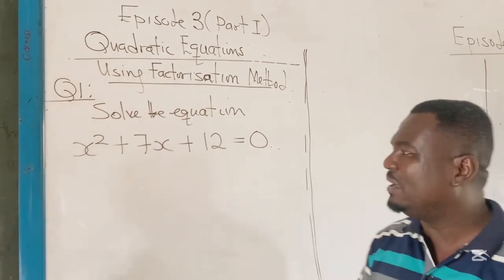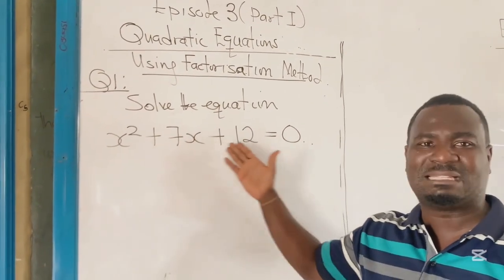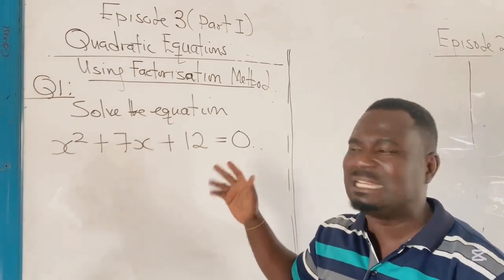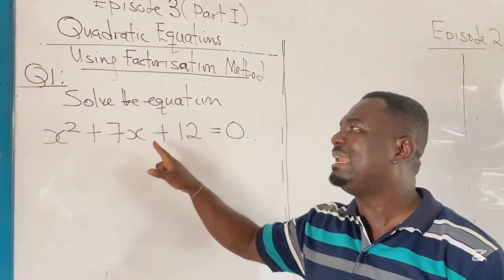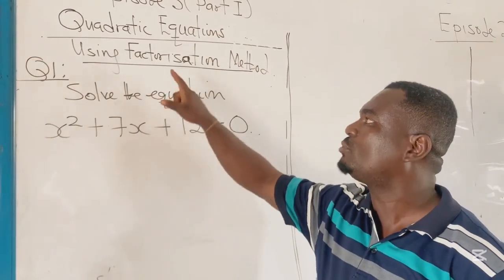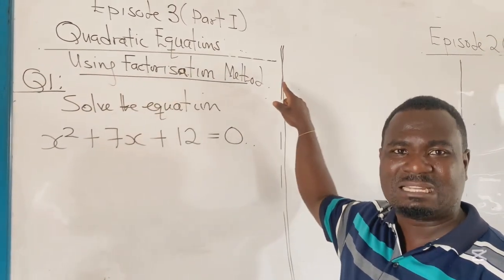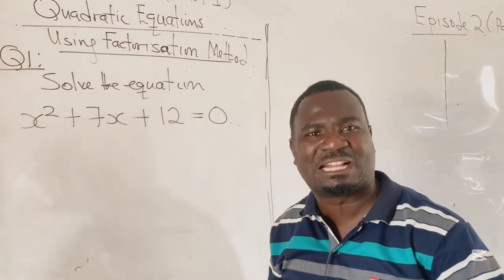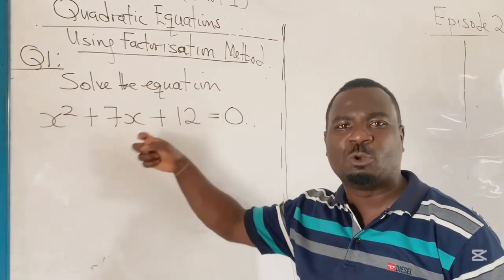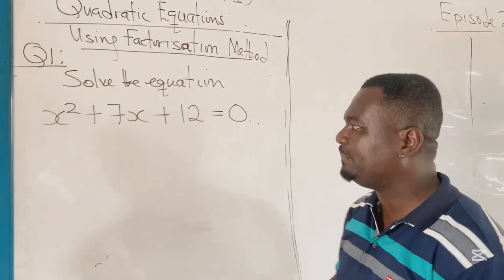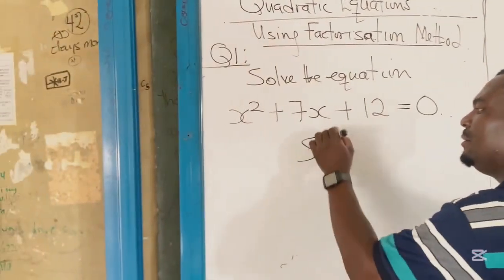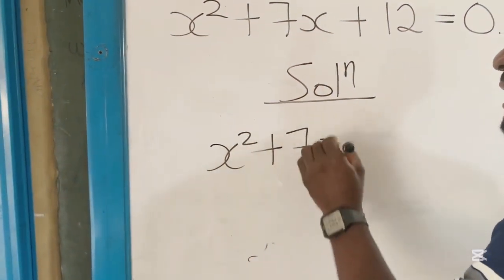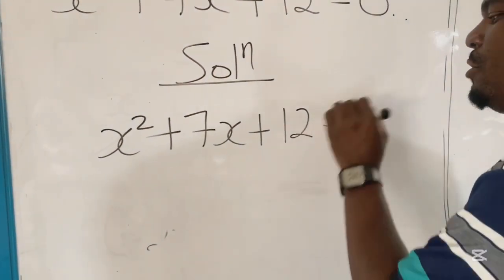The same way, when you come here, you are given a quadratic equation to be solved. Then you ask yourself, what method are you going to use in solving this quadratic equation? I said, with this equation, I'm solving it with the factorization method. So what you are observing now is how I'm using the factorization method to find the solution to this quadratic equation. So you put down x squared plus 7x plus 12 equal to 0.